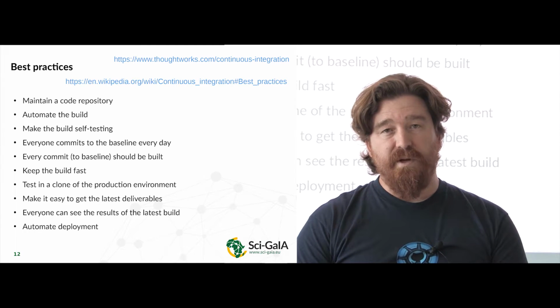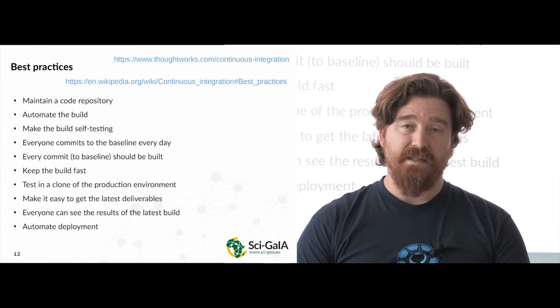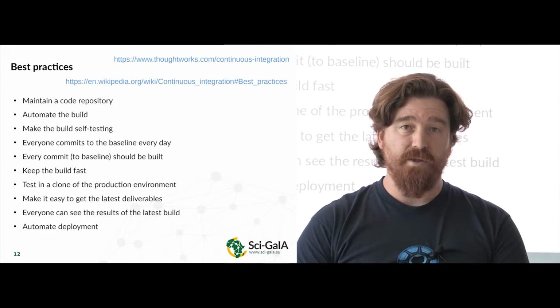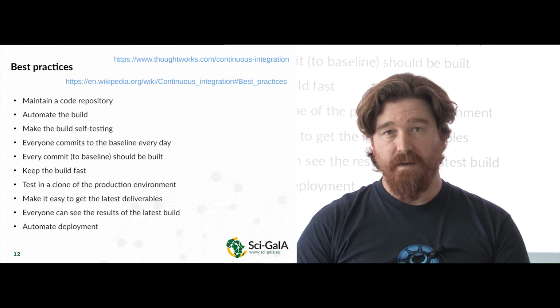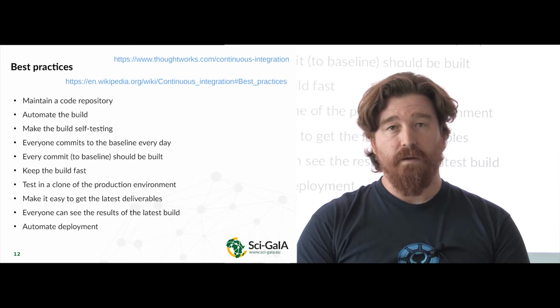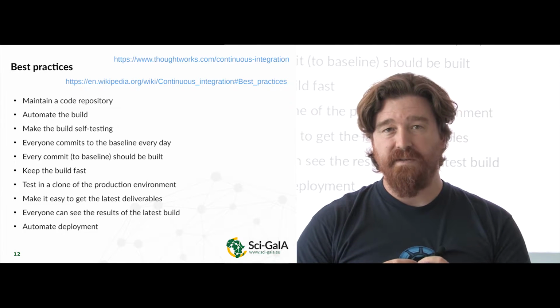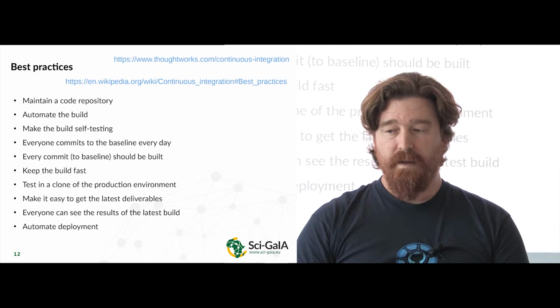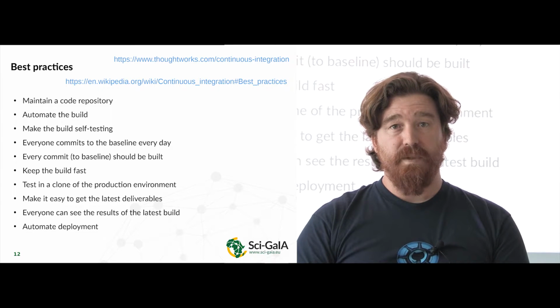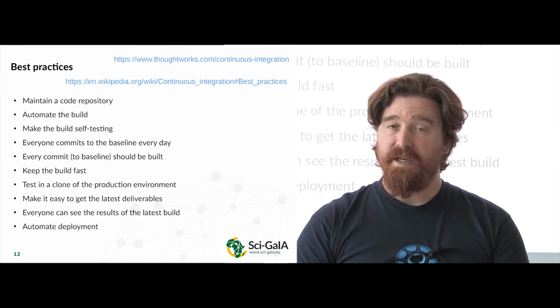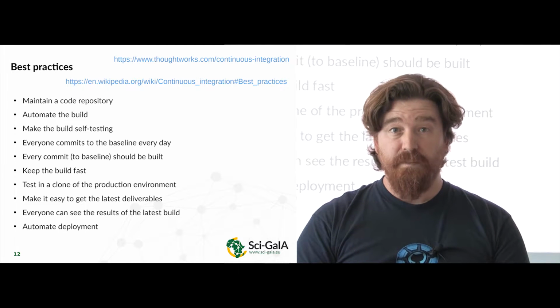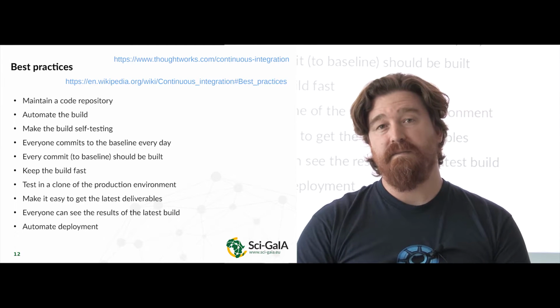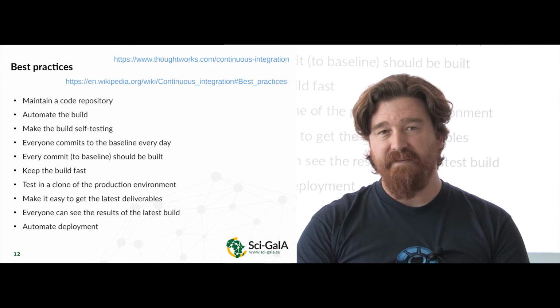Everyone who's working on the project should commit to the baseline, whether that be a particular branch or repository, every single day if they're working on it. So no work should be kept in a private environment and then put in en masse at some point. Every commit to the baseline, whether that be a branch or a repository, should be built. So you don't accumulate particular commits that may have introduced errors and you won't be sure where they are.